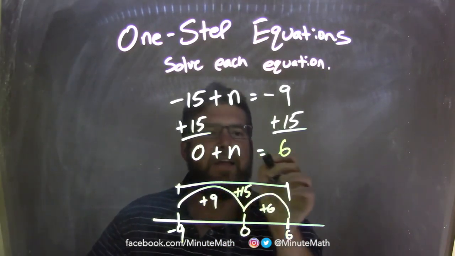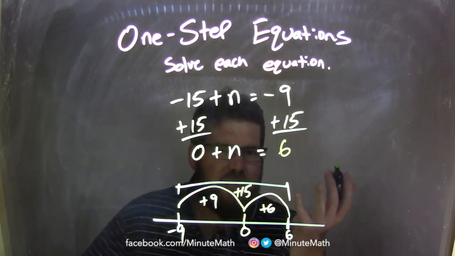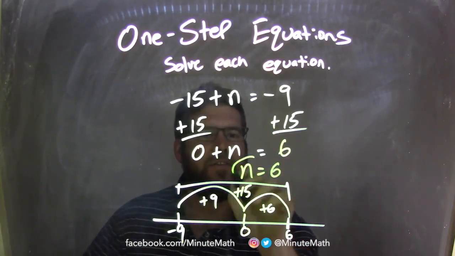So now we have 0 plus n equals 6. That's easy. Well, we don't really care about the 0, right? We can add 0 to anything, it doesn't change it. So we're left with n equals 6 as our final answer.